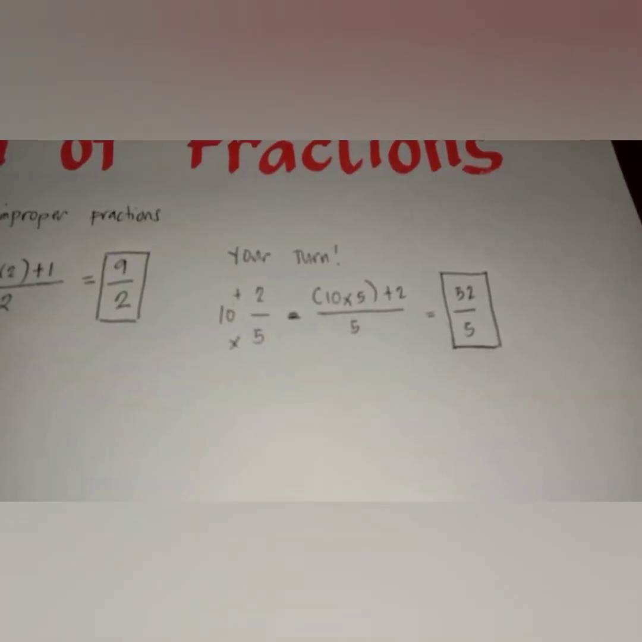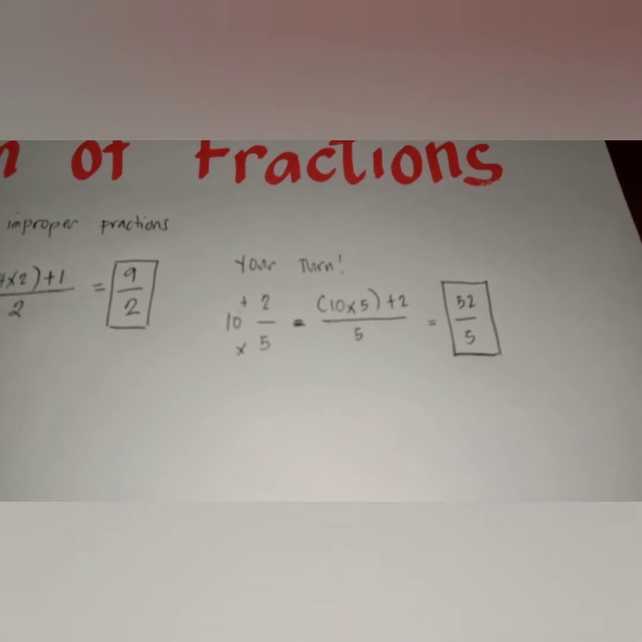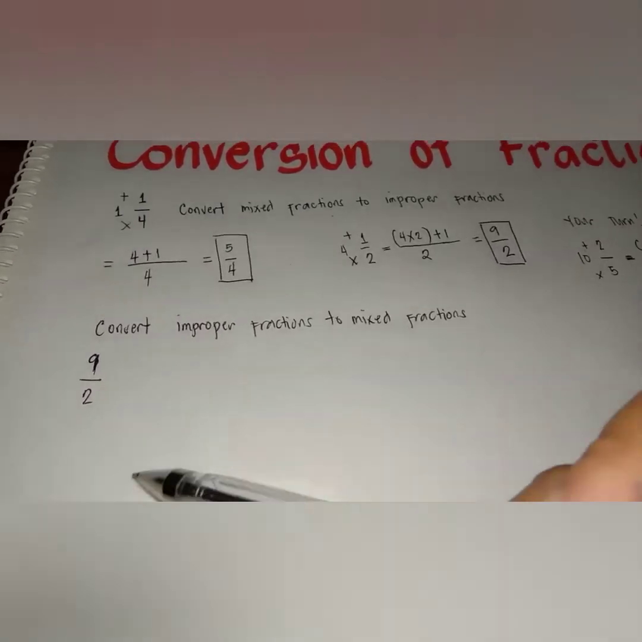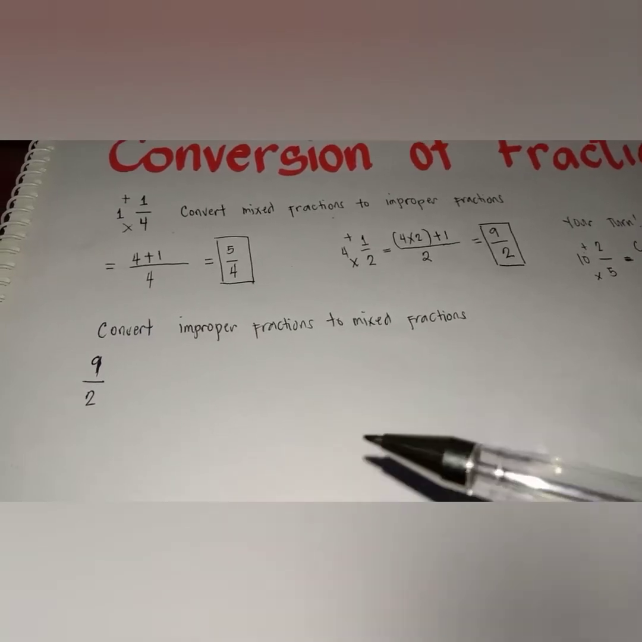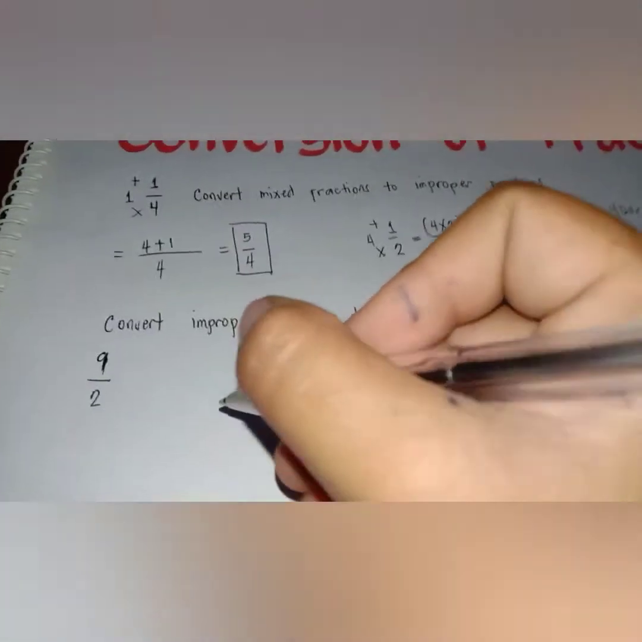So the answer is 52/5. Did you get the correct answer? Now, we are going to convert improper fractions to mixed fractions. For example, 9/2. What we are going to do is to divide the numerator by the denominator.